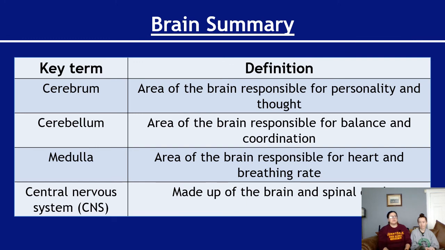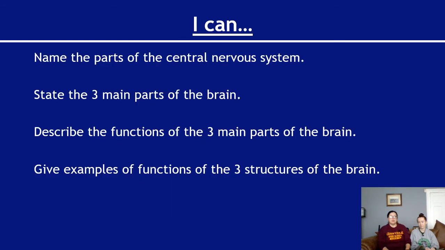Okay, this slide here, again, is just summarizing everything we've covered. The only thing that's different from the last slide is the central nervous system is the most important bit. It's made up of the brain and spinal cord. So that's the key part there.